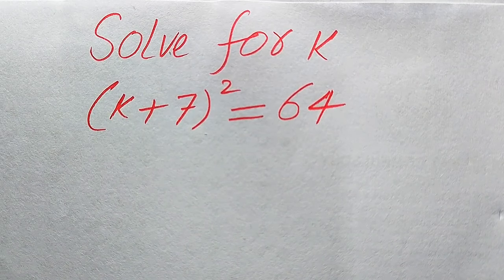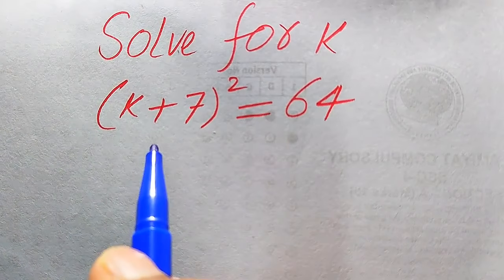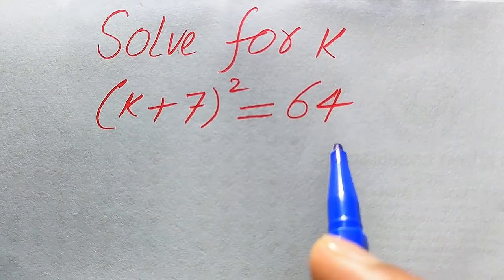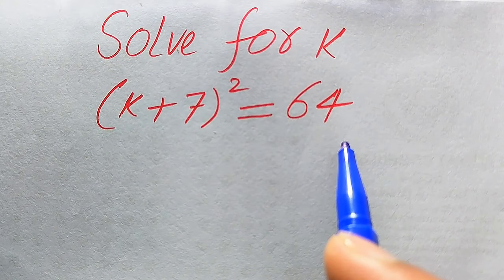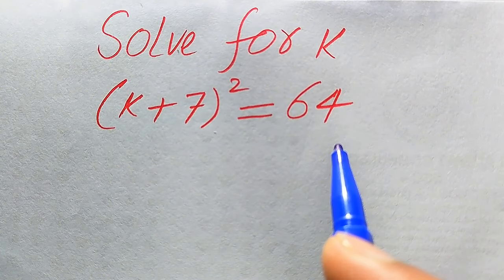Hello everyone, how to solve this problem for the values of k if we have (k + 7)² = 64, and we solve this problem for all the values of k. Here we need to find all the roots of this equation, and at the end we will verify which of the roots are solutions and which of the roots are extraneous roots.